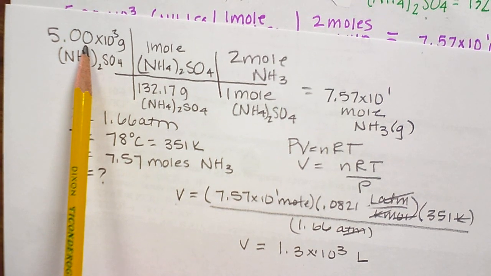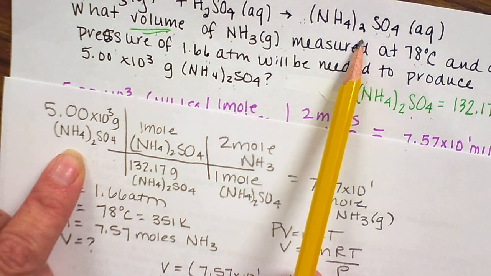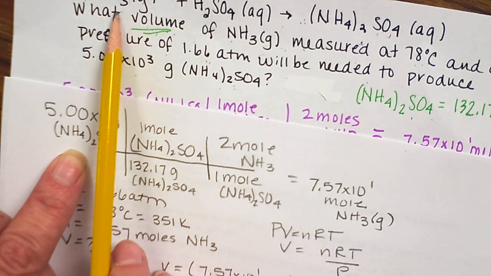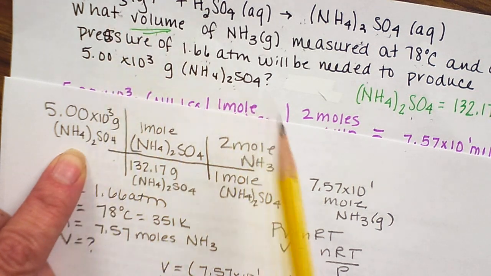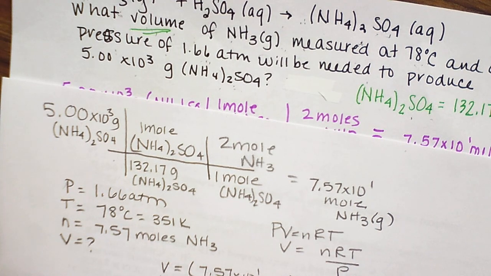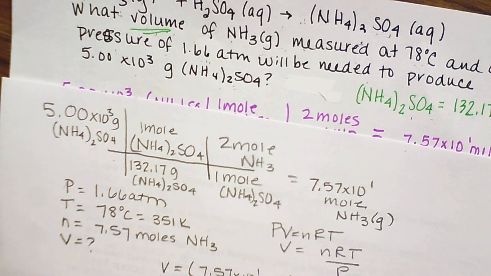5,000 grams. I want to produce 5,000 grams of ammonium sulfate. So if I want to produce that much ammonium sulfate, I'm probably going to need to start with a whole lot of ammonia, right? I mean, I can't start with, okay, you're going to start with 2.6 moles of ammonia and you're going to produce 5,000 grams. Nope, that's not going to happen, is it?